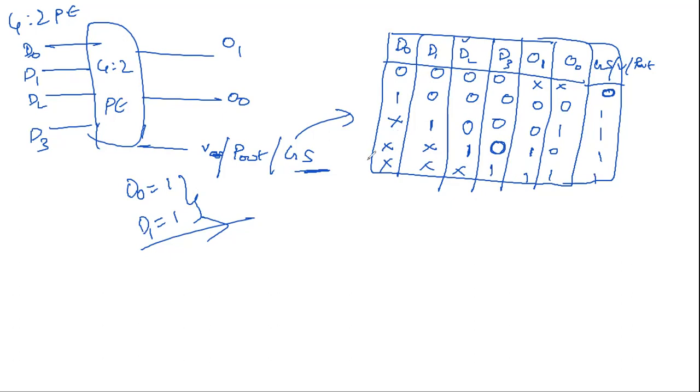Try yourself by implementing this truth table fully, find the expressions and draw the circuit yourself. Here O0 and O1 are not the same as previously. There is some difference. So find out the expressions for O1, O0 and P out, and draw the circuit.